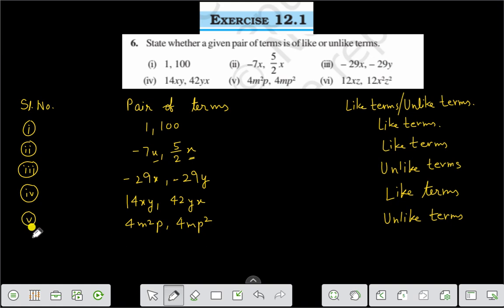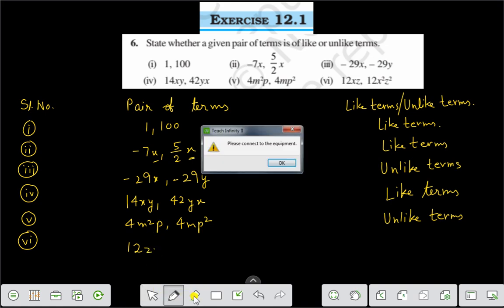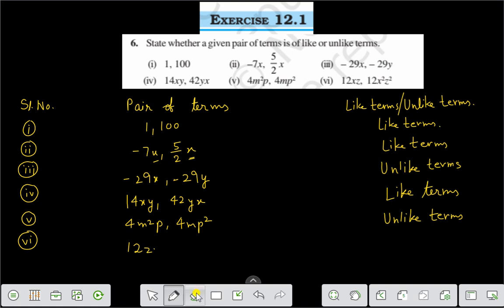Now, question number 6. Another term is 12 x square z square. Here you see, the powers are different, powers are not same. Therefore, you can say it as unlike terms. This can be said as unlike terms.